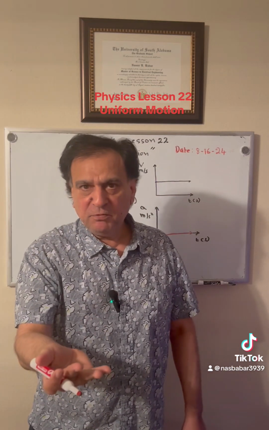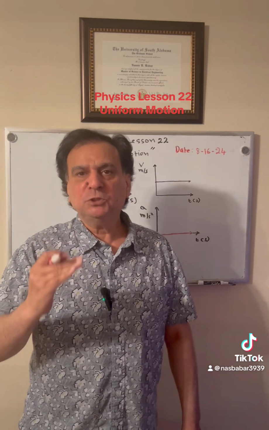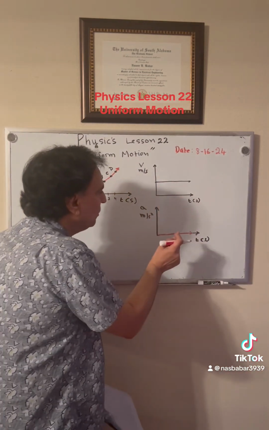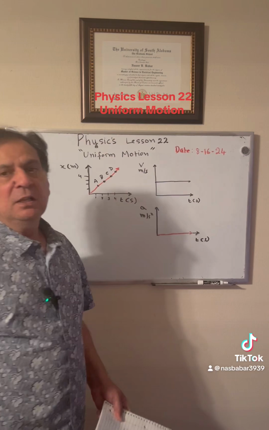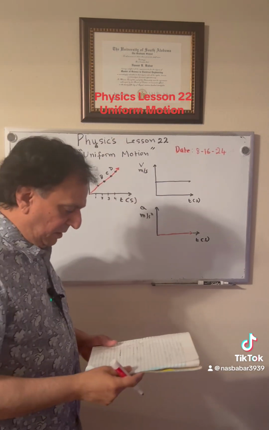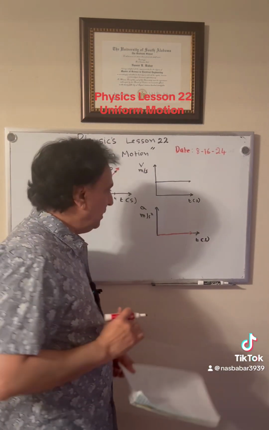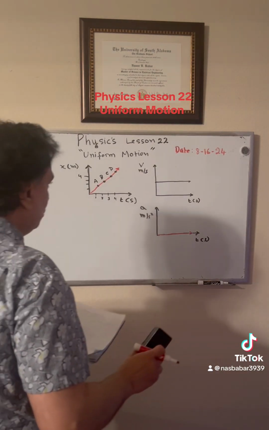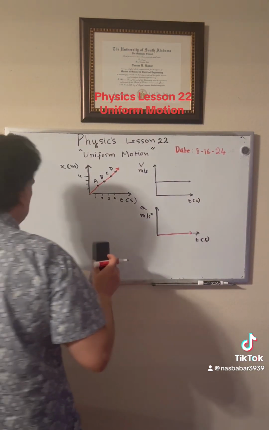And what is derivative? What is slope? Rate of change. So there is no rate of change in this case. That is the reason acceleration is zero. Okay, hope that's clear. Now I'm going to introduce you to the formula which is used in uniform motion.